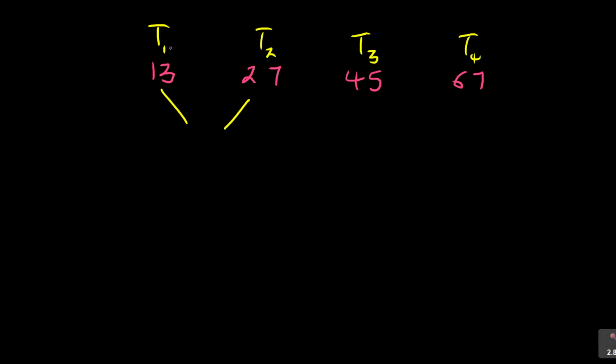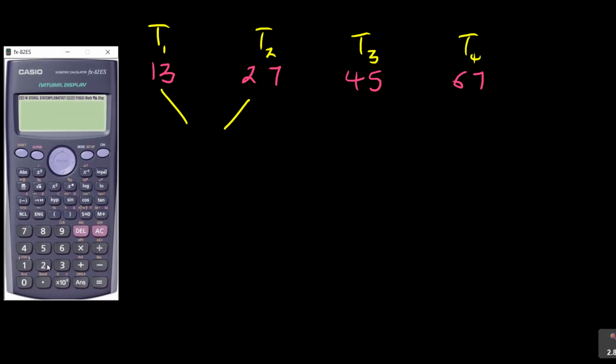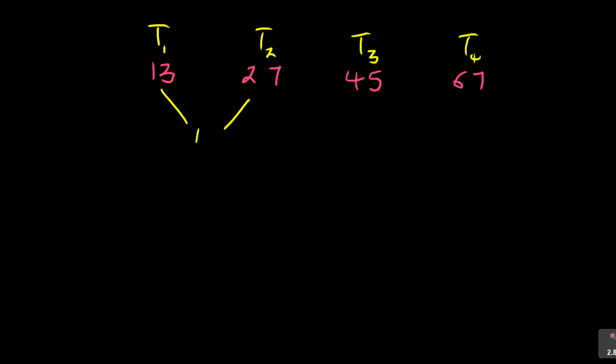T2 minus T1. So that's what I'm doing. So in a way, I'm saying T2, which is what? 27. Here's 27 minus 13. I'm getting 14. So here it will be 14.